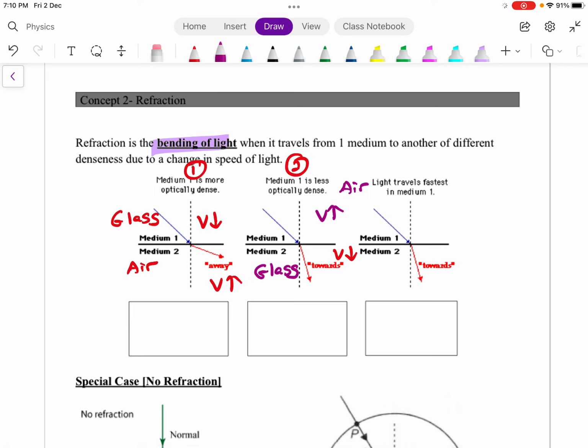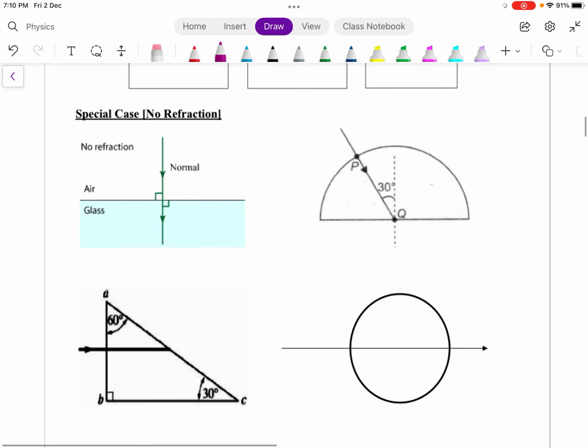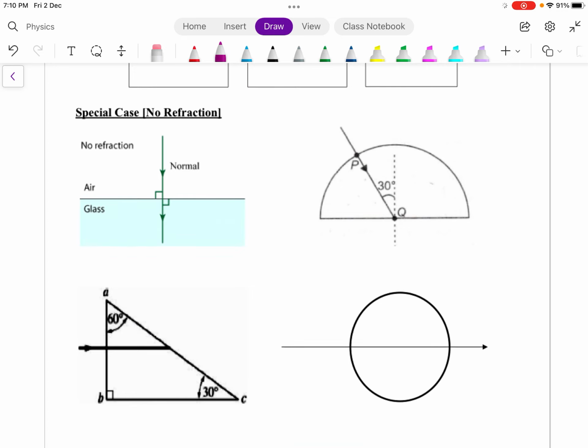Alright, so that is the meaning of refraction. As long as there is a change in the speed of light, there should be some bending. Okay. So what are some of the cases where there is no refraction, even though you are traveling from one medium to another medium?